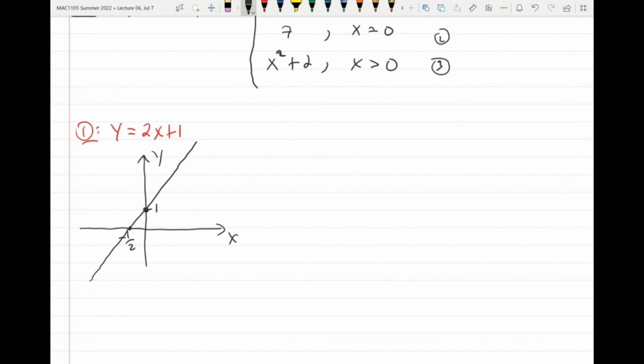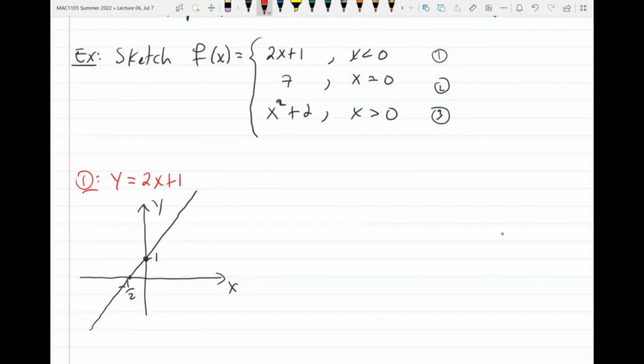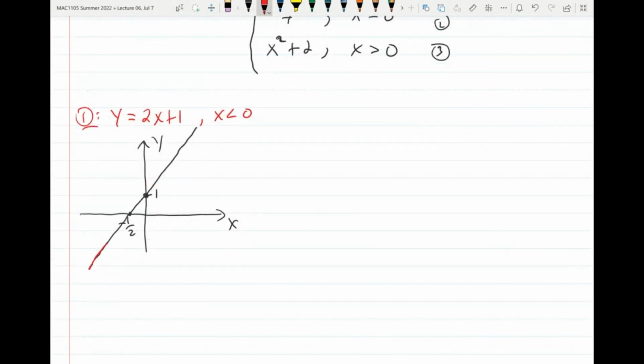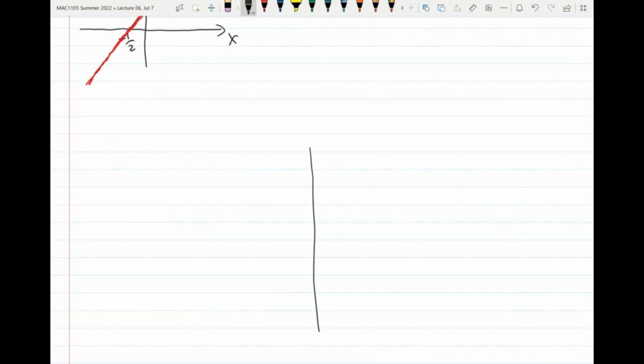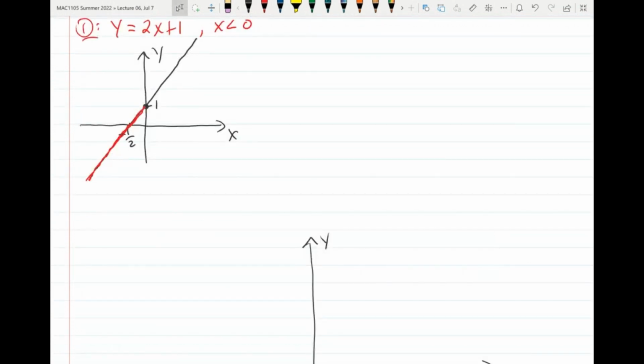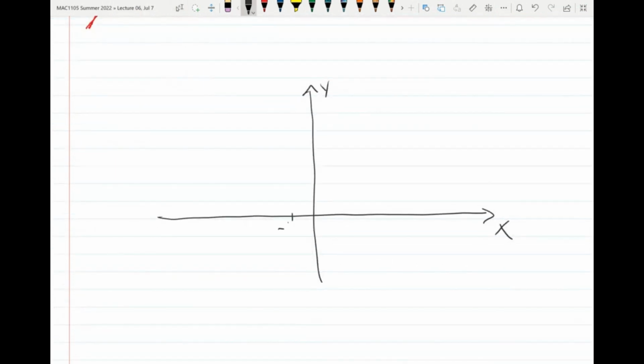Now, do we want the entire line? Well, let's see. We are only interested in this as long as x is less than 0. So x less than 0 is this portion of the graph. Okay? So that's what we're going to take. So I'm going to go here. I'm going to start building my picture. This right here is my picture. So now I copy and paste. Okay? So this portion, I copy and paste it there. So negative 1/2, 1, and then we have our line in there.